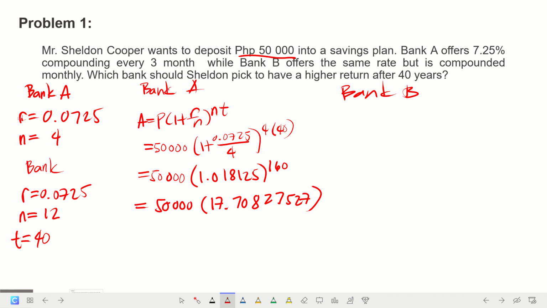So, if Sheldon chooses Bank A, then the return would be 885,413 pesos and 76 centavos. So, just write it down in sentence form. O yung final answer nyo na lang isulat nyo.